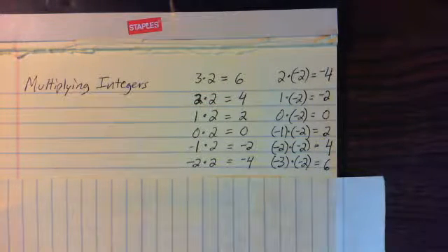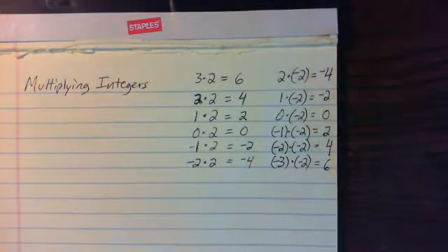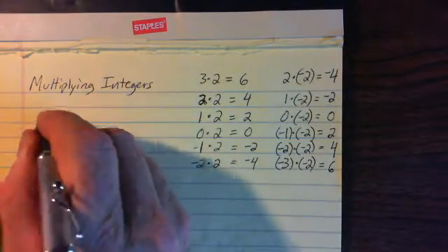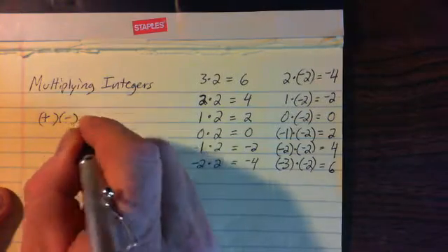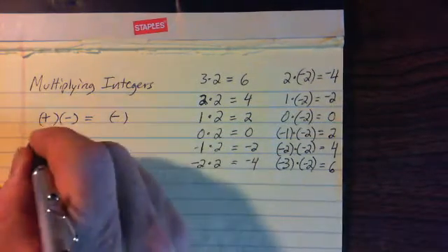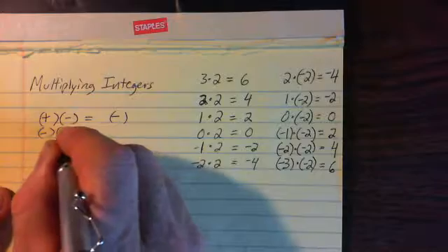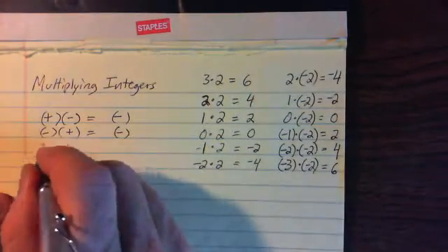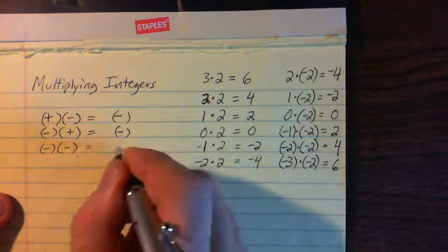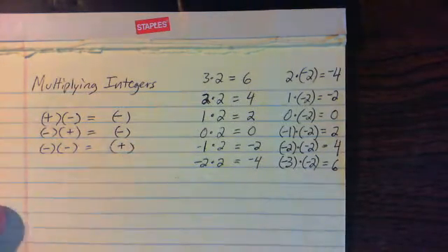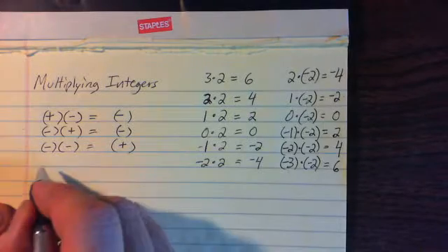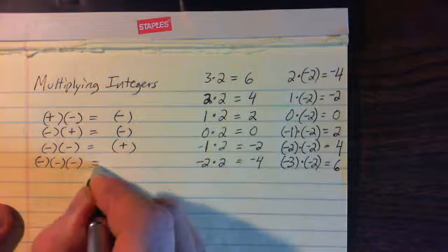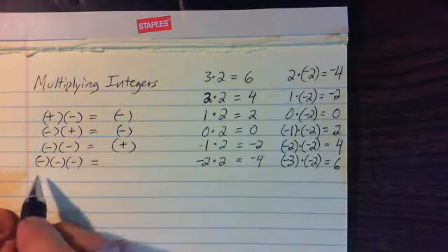Alright, so what about a general rule? Well, if we have a positive times a negative, you will get a negative. Or a negative times a positive would give you a negative. Or we talked about how 2 negatives would equal a positive. Okay. What about 3 negatives? What would that give us?